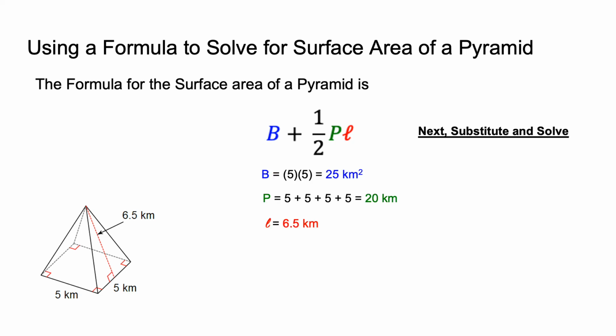Next, we need to substitute and solve. So we're going to substitute the value we found for the area of the base, which is 25, plus the perimeter of 20 times the slant height of 6.5 divided by 2. Notice, using order of operations, we're going to solve for 20 times 6.5 divided by 2 first. So we have 25 stays the same, and the lateral surface area, which was 65, take the sum of those two numbers, and we have 90 kilometers squared.